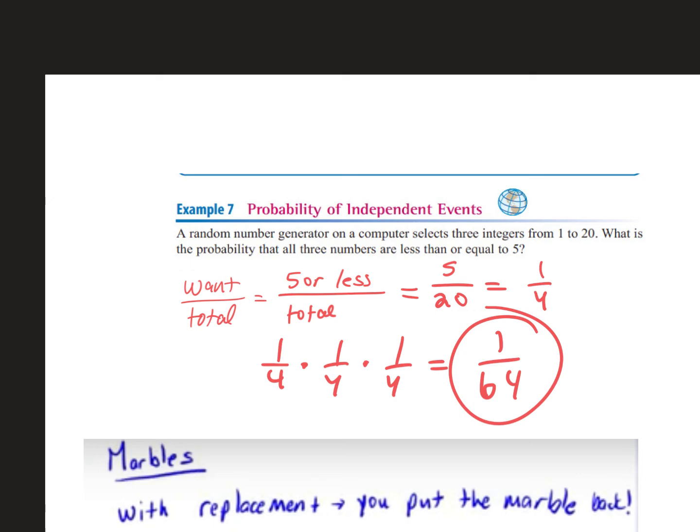If it said that you did it 3 times and it was the first time or the second time or the third time, then we would add. But since we're getting and all 3 of them are less than or equal to 5, that means 1 and then the next one and then the next one. You multiply together. Does that make sense?